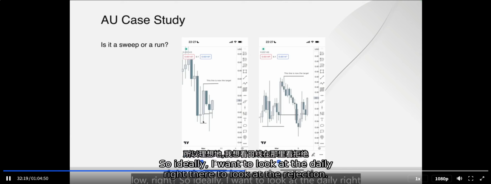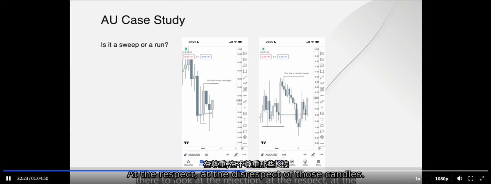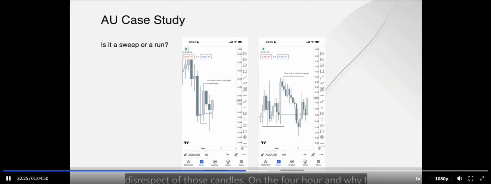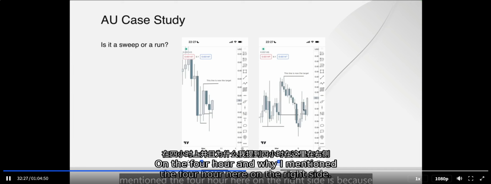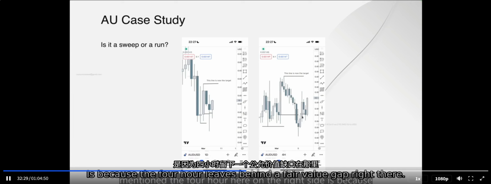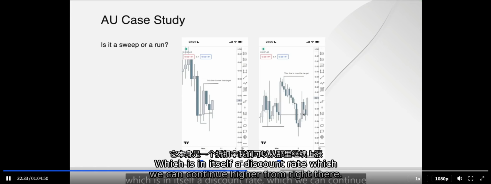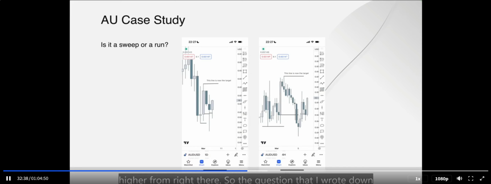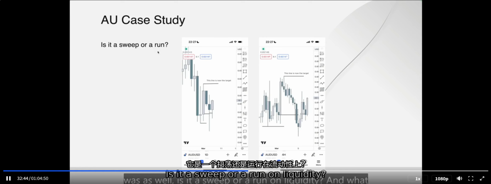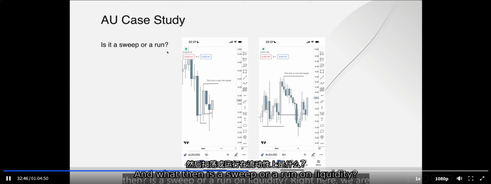So ideally, I want to look at the daily right there to look at the rejection, at the respect, at the disrespect of those candles. On the 4 hour, and why I mentioned the 4 hour here on the right side, is because the 4 hour leaves behind a fair value gap right there, which is in itself a discount array, which we can continue higher from right there. So the question that I wrote down was as well, is it a sweep or a run on liquidity?